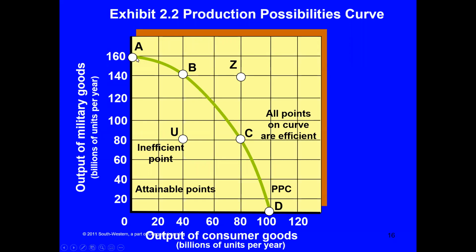Everything on the green line, so A, B, C, and D, and everything inside, including U, is attainable, is possible. Everything on the green line is efficient. And so that green line is a frontier or a boundary between what's possible and what's not possible. So you can see Z over here on the right side is beyond the possibilities frontier or beyond the possibilities curve. And it is unattainable with the resources that we have right now.